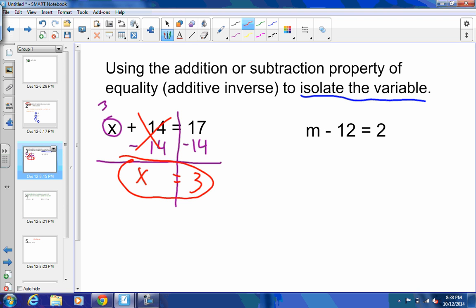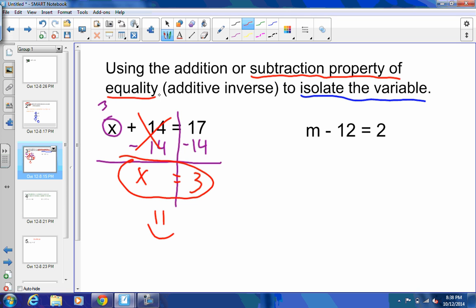If you notice here, we have our variable isolated, and it is set equal to the other side, and we are done. We solved for x. We isolated the variable and solved for x. So x equals 3 here. And give yourself a nice big smiley face because we solved for x. And this time we used the subtraction property of equality.